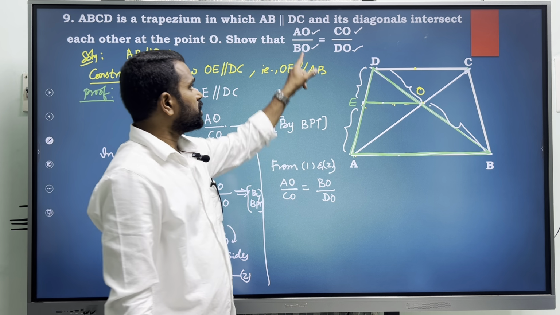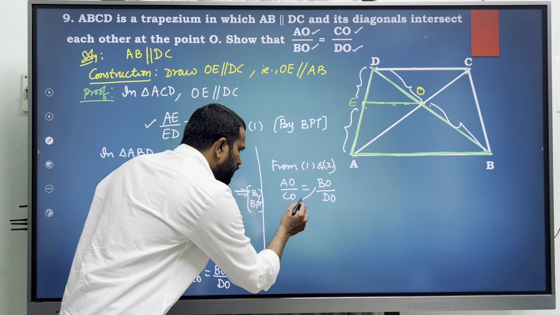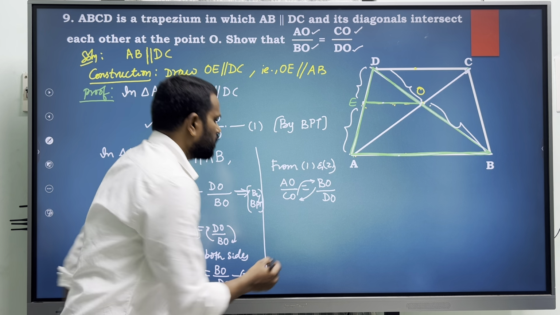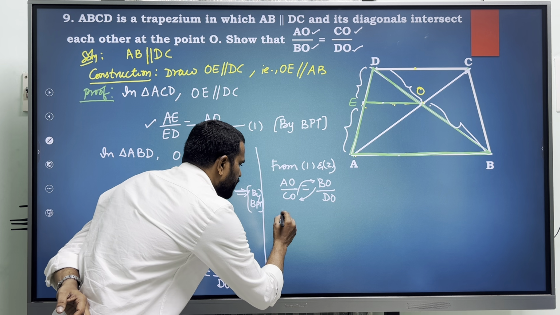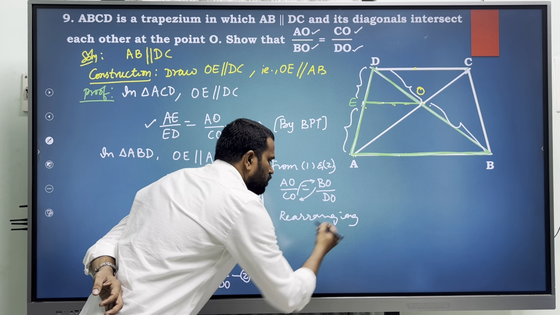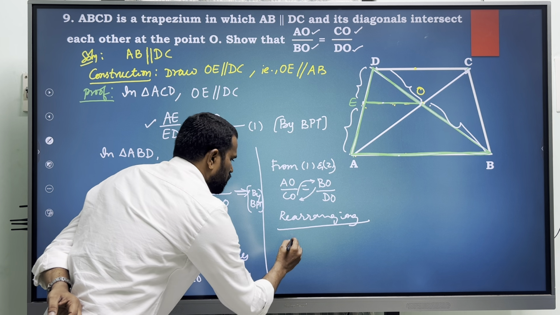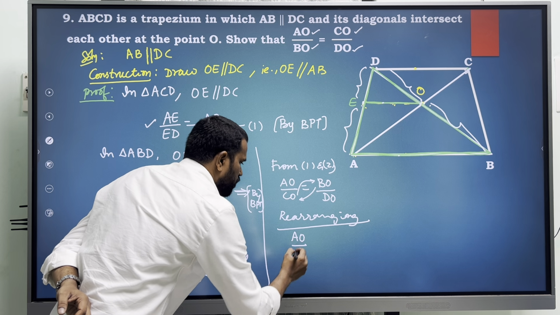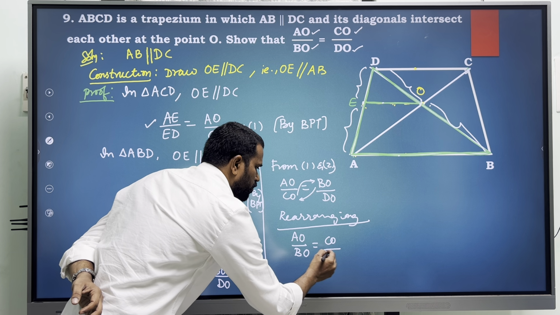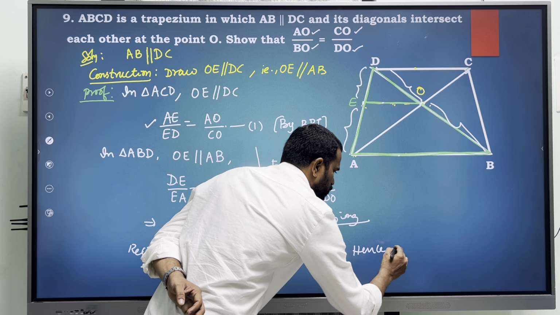But look at the answer, we want AO by BO. So bring this to this side and take this to the other side, because CO is on the other side. Rearranging the terms, we get AO by BO is equal to CO by DO. Hence proved. This is what is required.